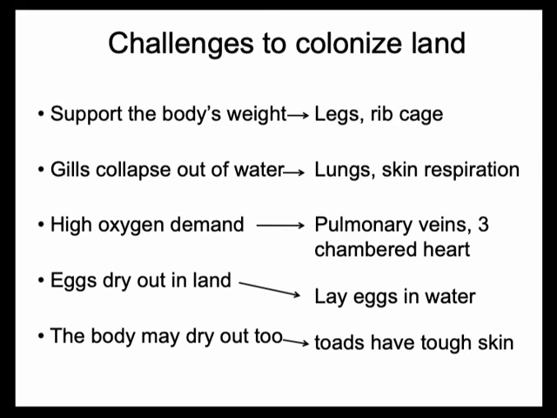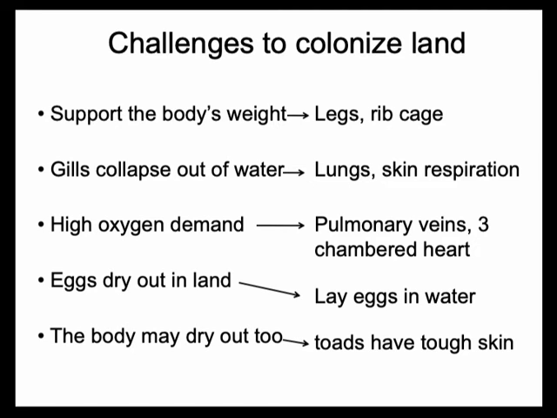Another challenge of life on land is that eggs that are meant to grow in water, once you lay them outside of water, they will dry out. Amphibians, the way they solved this problem was by continuing to lay their eggs in water. They continue to be dependent on water for laying their eggs. Similar for fertilization, you cannot release your gametes into the air because they will dry out. So amphibians do fertilization in water, and their eggs need to be kept in water while they develop.